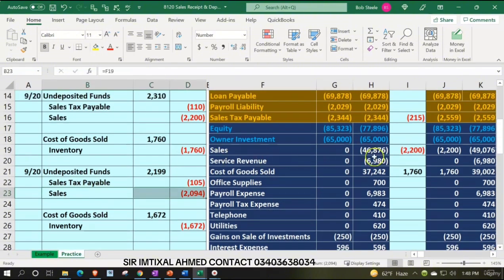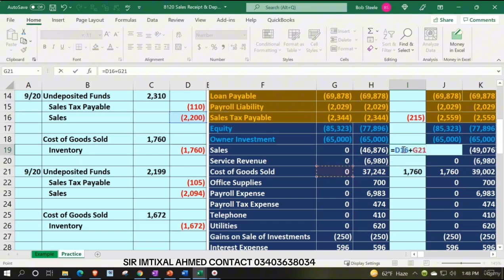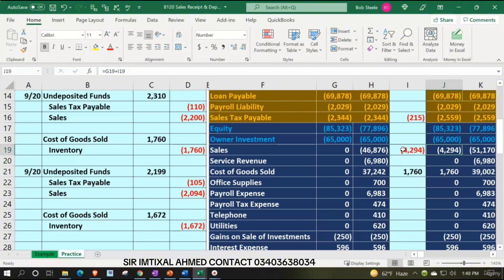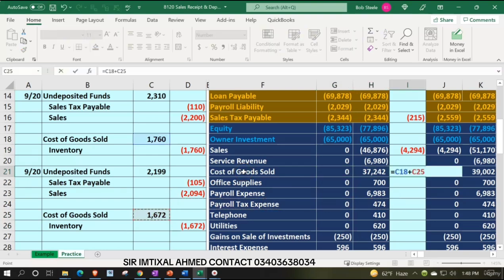So sales is the next one. That's right here. I'm going to say F2 plus F2, and that's going to be the 2094. Bringing it up, and then we've got the cost of goods sold as the next one. Cost of goods sold is going to be right here. F2 plus F2 is the 1672.